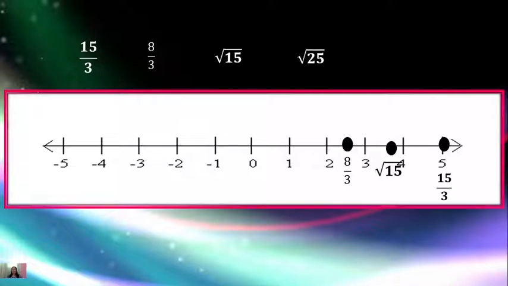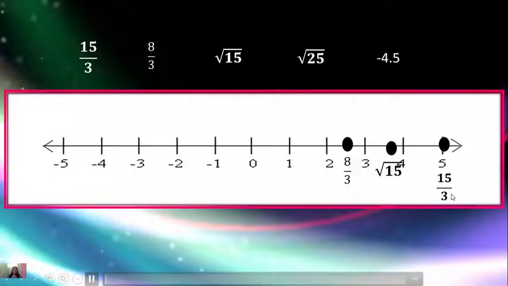25 is a perfect square, and the principal root is 5. So beside it is 15 over 3. You can give the relationship between 15 over 3 and the square root of 25. The square root of 25 is 5, so their relationship is equal. 15 over 3 is equal to the square root of 25.